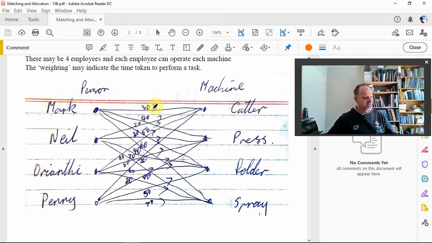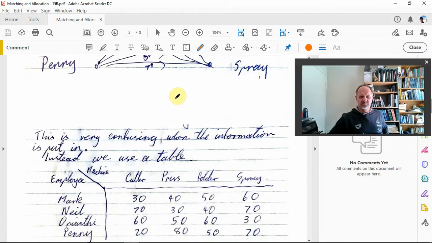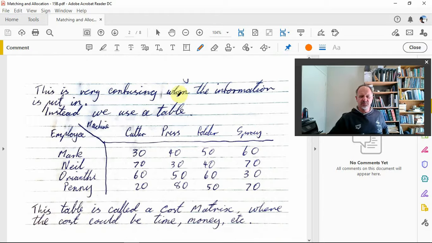So we need some other way of setting this out. So we use a table. So there's the table. Here's our machines, our cutter, press, folder, and spray. And here's each person and how long they take when they do each of those particular tasks. It could be time, could be money, could be whatever. In this particular case, I'm using time.